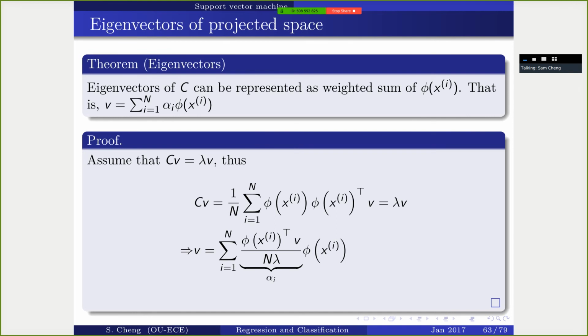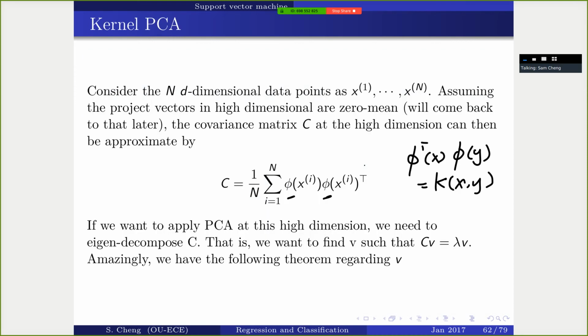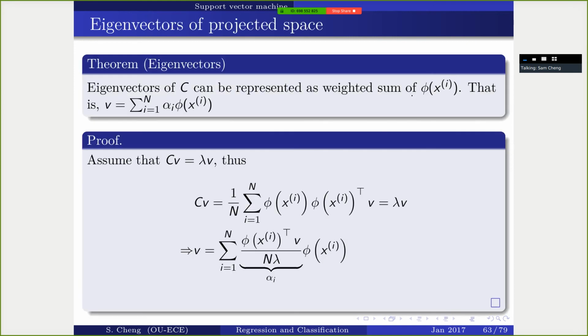But we mentioned last time that it turns out if you have the training data x1 up to xn, the eigenvectors will be just a weighted sum of these phi(x). It's a linear combination of these phi(x), and it's very easy to show that. I won't repeat it again.